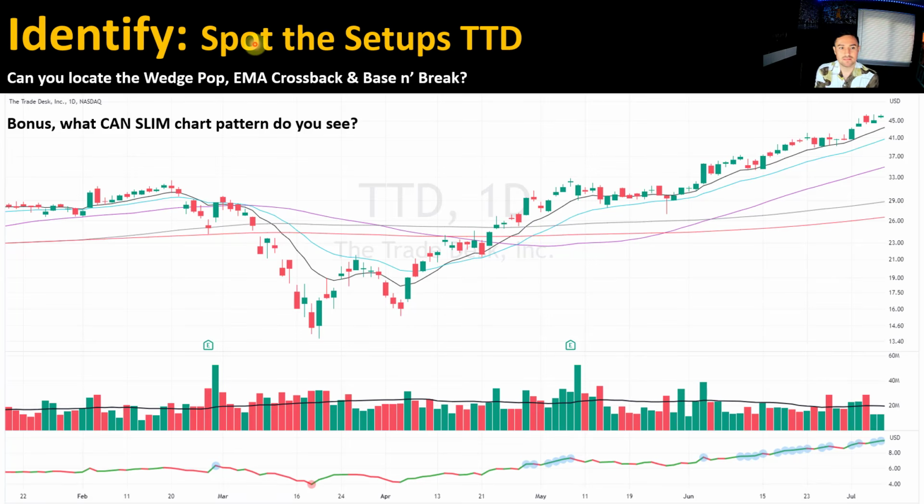So, can you spot the setups for TTD? I've got a couple of quizzes now. We're going to start testing your knowledge, and then once we've done this bit, we're really going to start getting into the weeds on various other parts of the process. So can you locate the wedge pop, EMA crossback, and the base and break? Bonus: what CAN SLIM chart pattern do you see? 3, 2, 1, here we go.